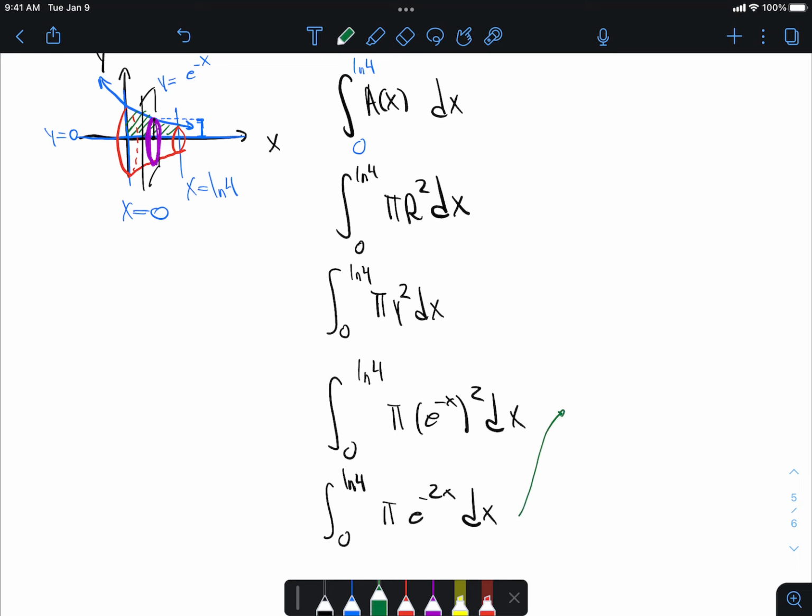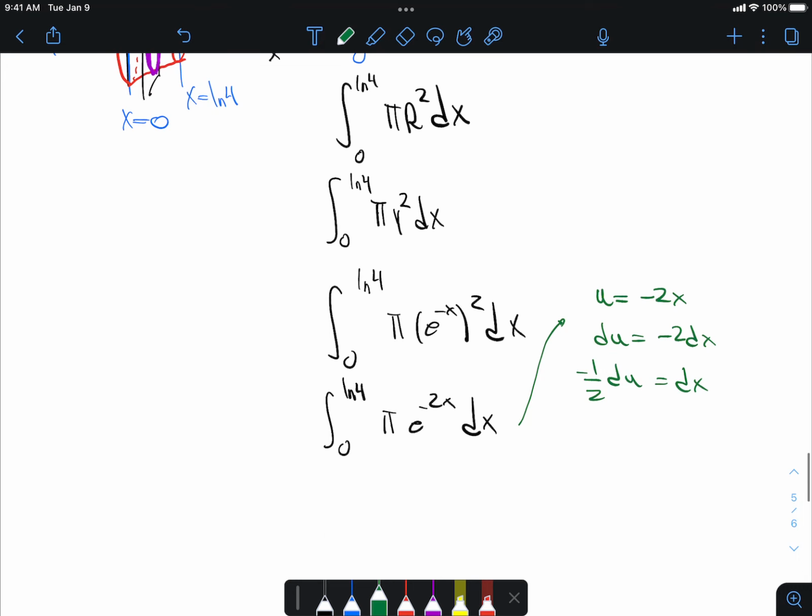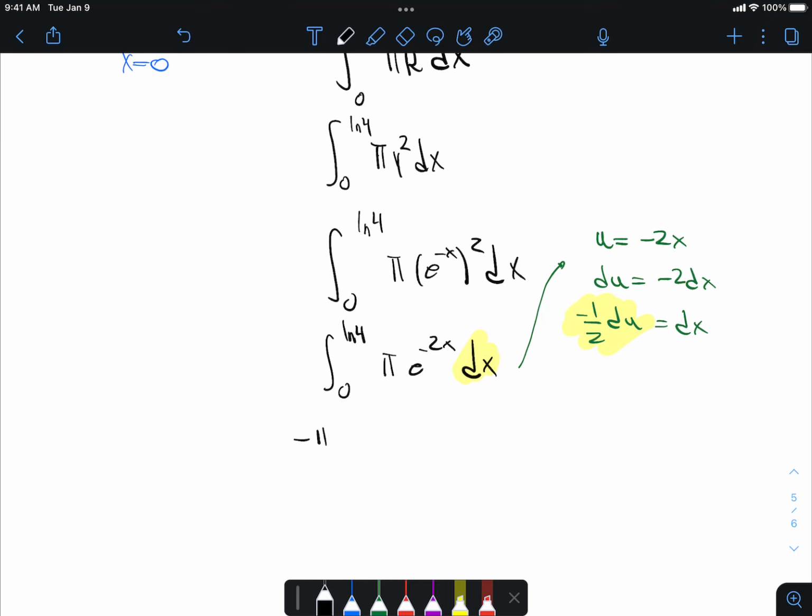To resolve this, I'm going to use a substitution rule. U equals minus 2x, du is minus 2 dx. So minus 1/2 du is dx. So that allows me to replace this dx right here with the minus 1/2 du. So taking this minus 1/2 and combining with the pi, that will give me a minus pi over 2 that I'll bring out of the integral. It's e to the u du. In fact, now that I make that change, these are no longer the limits of integration because I'm no longer integrating with x. I'm integrating with u.